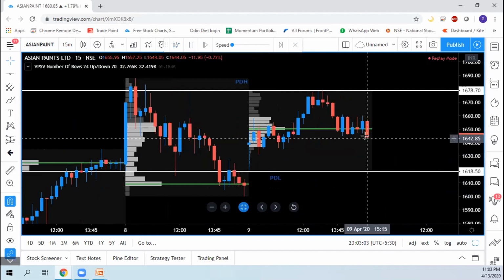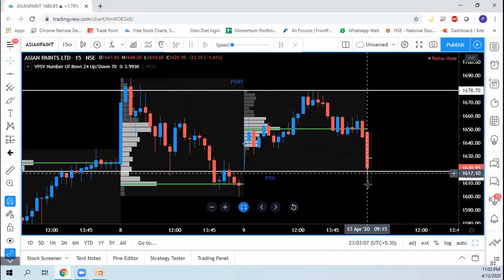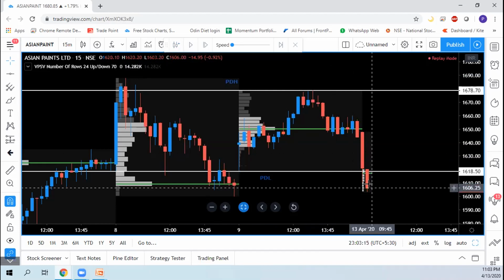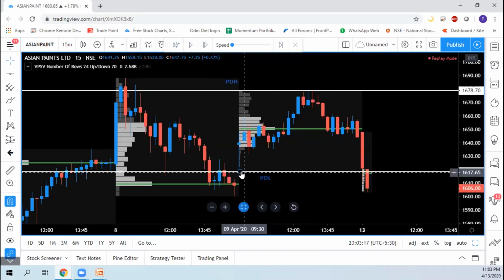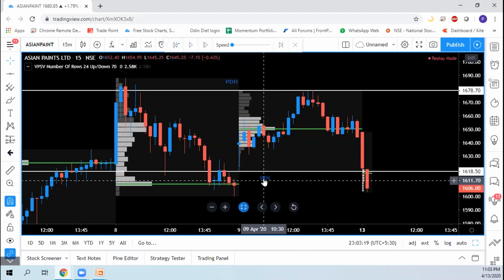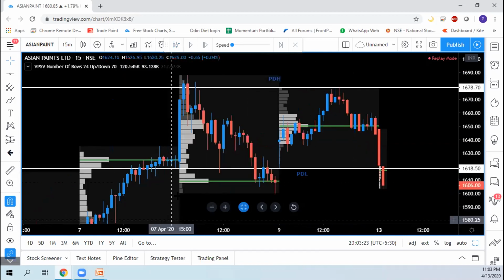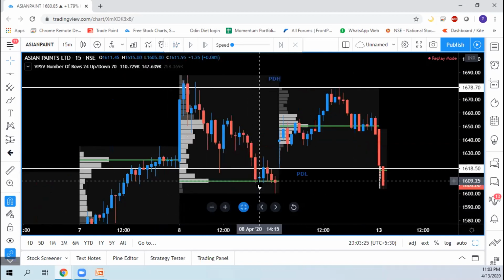So this is what markets closed yesterday, I think, and today we are opening over here. You can see here, right? So the first two candles are coming down, right? That means it has taken out your previous day low. Okay, previous day low it has taken out, and March 8th point of control is here.